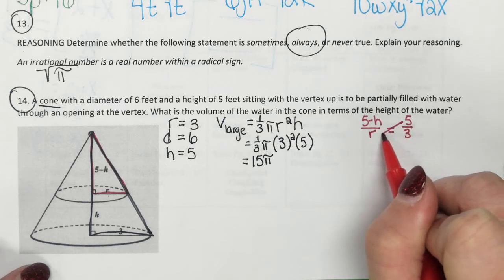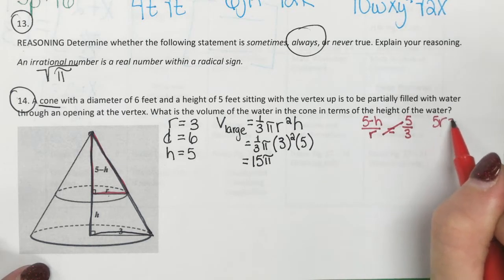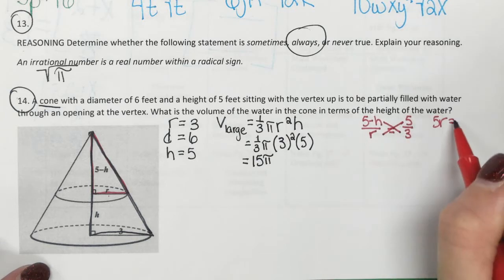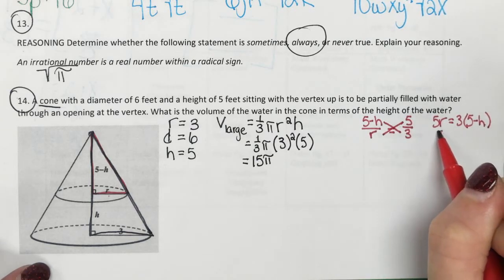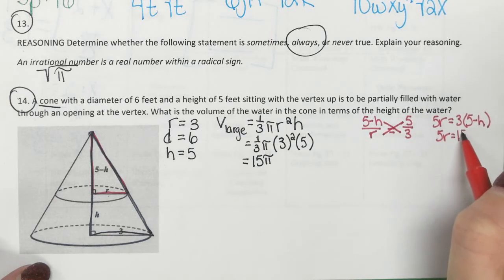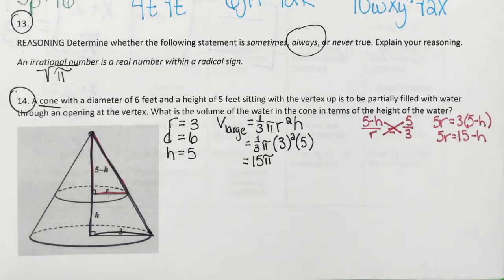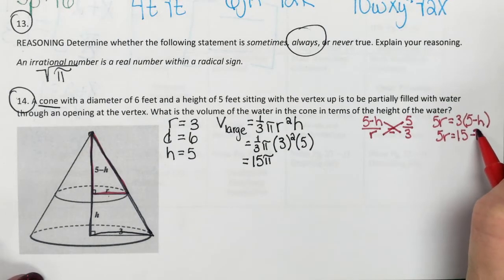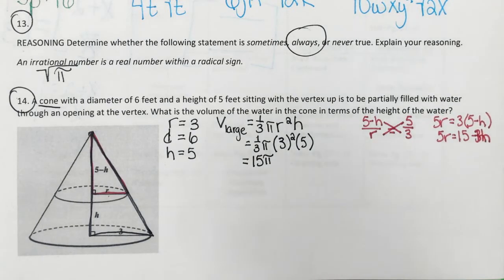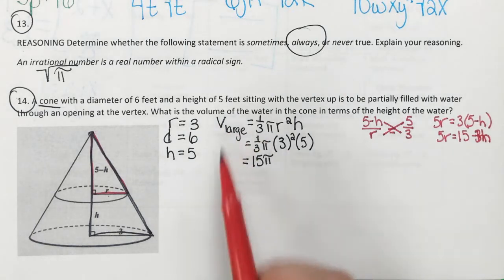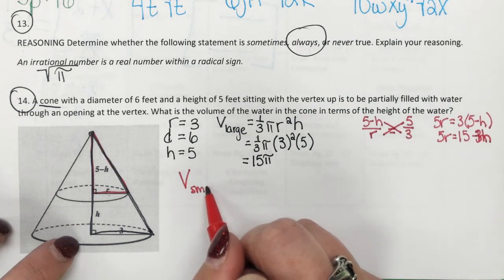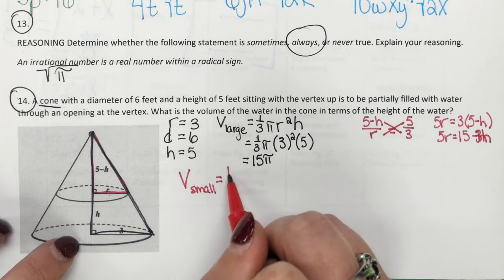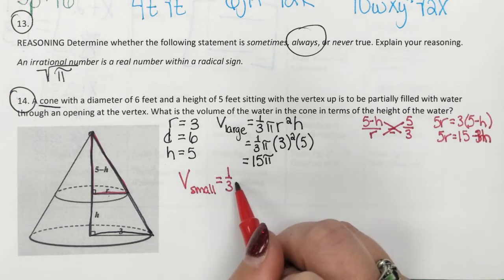All right, so this one gives me 5r. And this one gives me 3 times 5 minus h, which I can distribute. Minus 3h. Y'all okay so far? Okay, so we found the volume of the big one. Now we need to find the volume of the small one, okay? So when it's got 1/3 and pi.